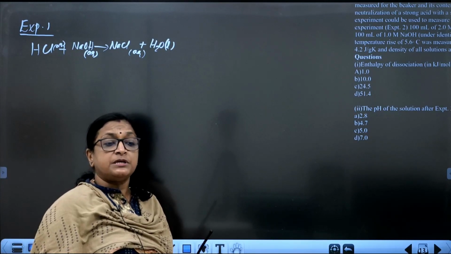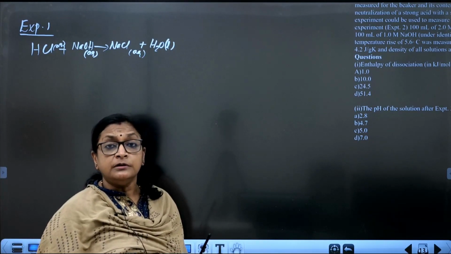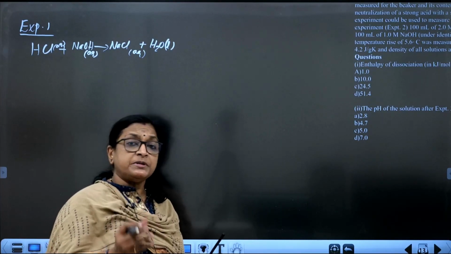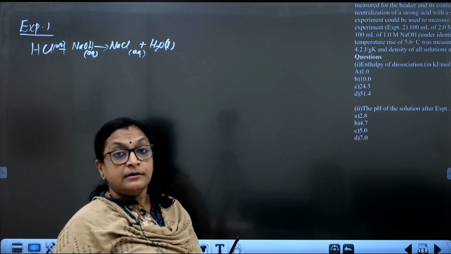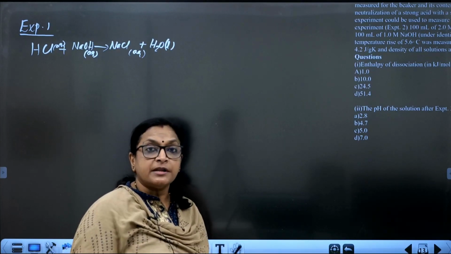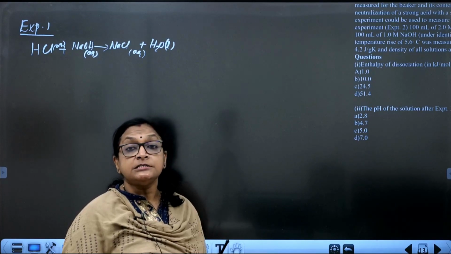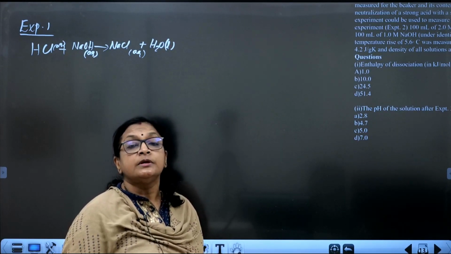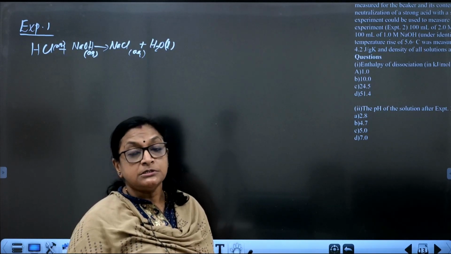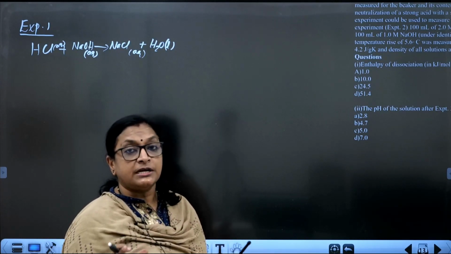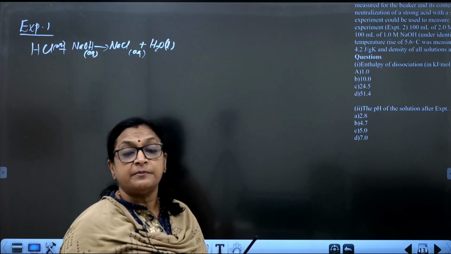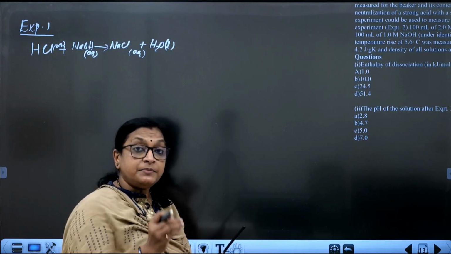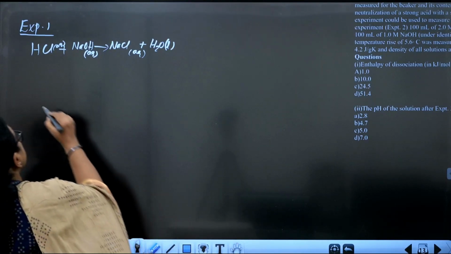Acid reacts with base to form salt and water, and the common process happening in all these reactions is H plus aqueous liberated by acid combines with OH minus aqueous liberated by base to form liquid water. This is happening in all neutralization, whoever be the acid, whoever be the base. So what are all the enthalpies involved in enthalpy of neutralization?